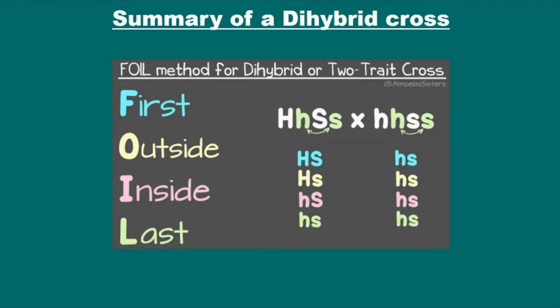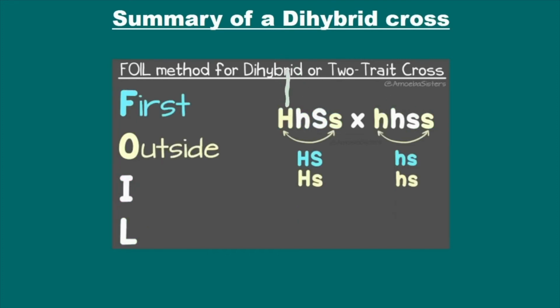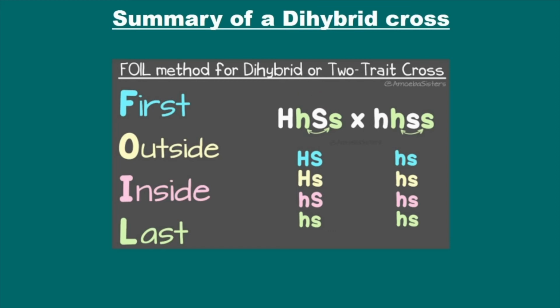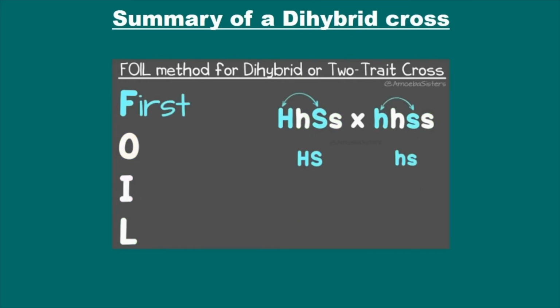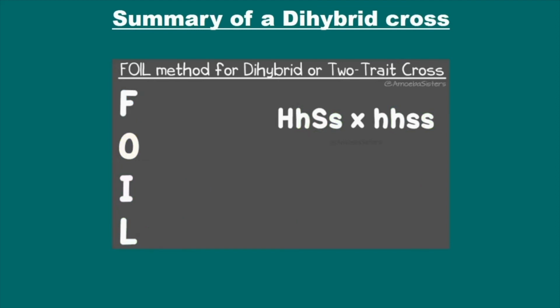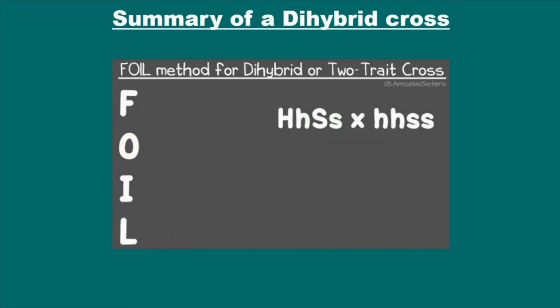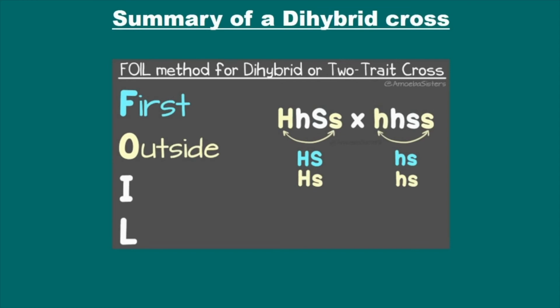There will be an indication like the capital H, which will go with S, and the capital H will go with the small s. Then the lowercase h will go with the big S, and the lowercase h will go with the small s. I'll do exactly the same for the genotype on the right hand side, where the lowercase h will go with each of the alleles in turn. That's how I do it. It works exactly the same. It is just the method that works for my brain, because FOIL can get quite confusing.